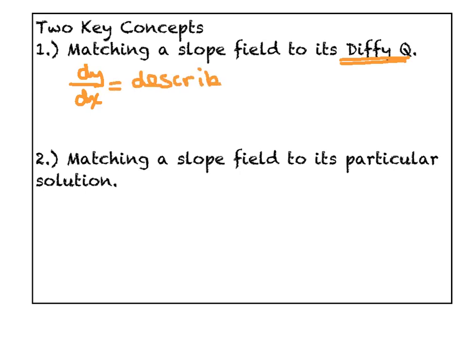the slopes of each tiny line segment. Okay, so again, the diffie-q is describing the slope at each little individual point.